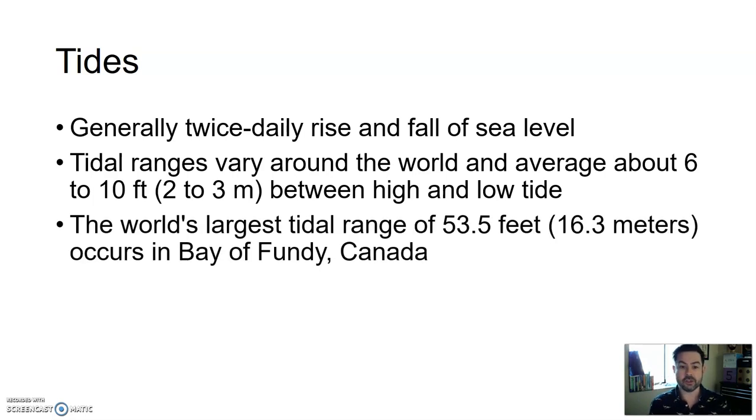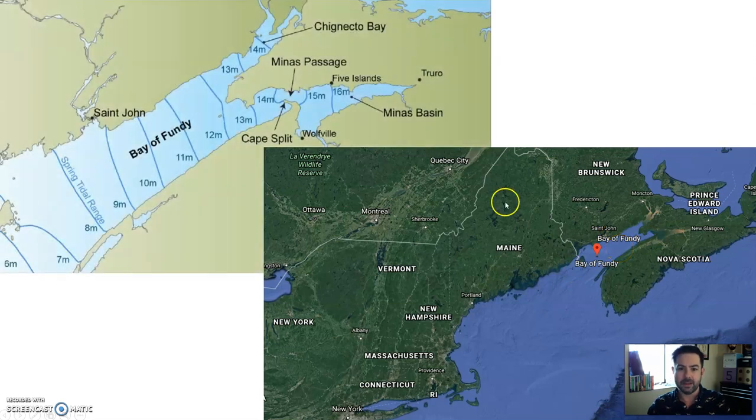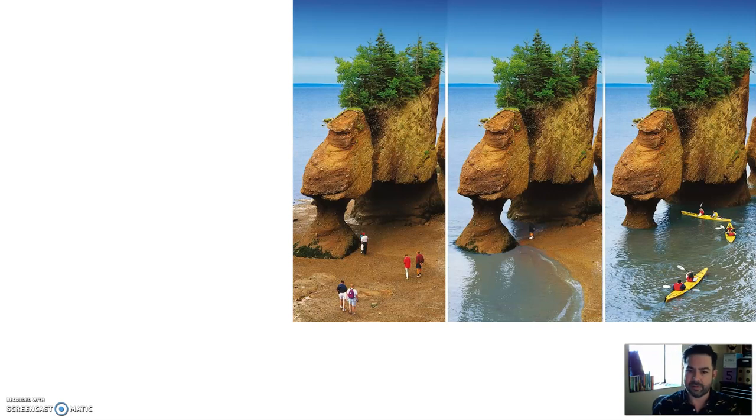The world's largest tidal range is over 53 feet, and that occurs in the Bay of Fundy, putting the fun in Fundy, Bay of Fundy, Canada. It's located a little bit northeast of most of Maine, up in this area. The further you get up into the Bay of Fundy, the bigger the tides. It just has to do with the geology, how it narrows down, and a number of different factors.